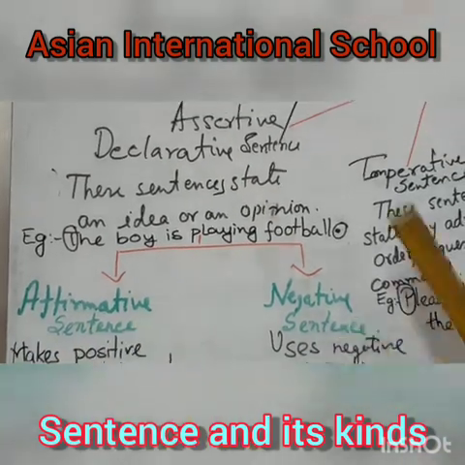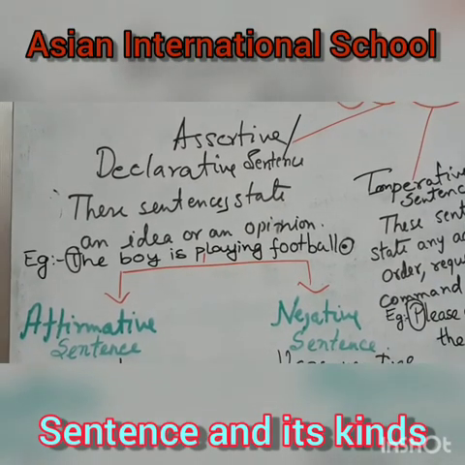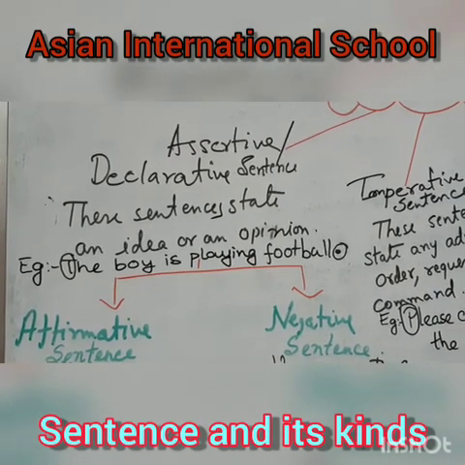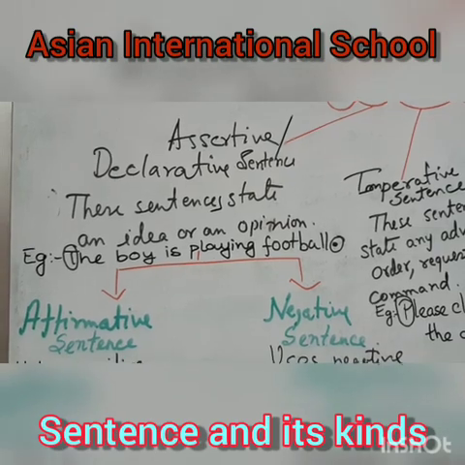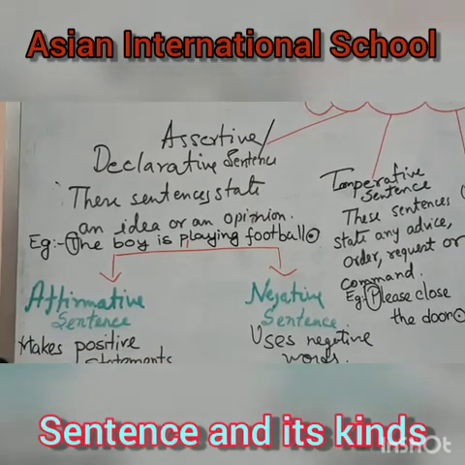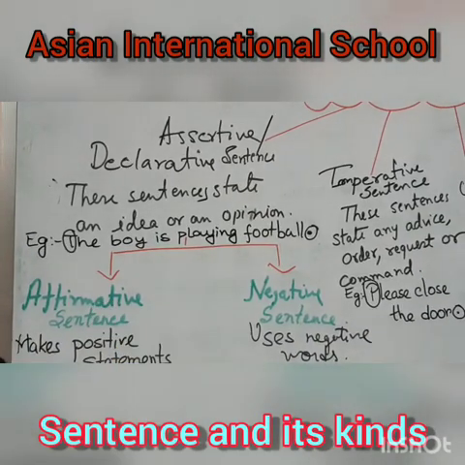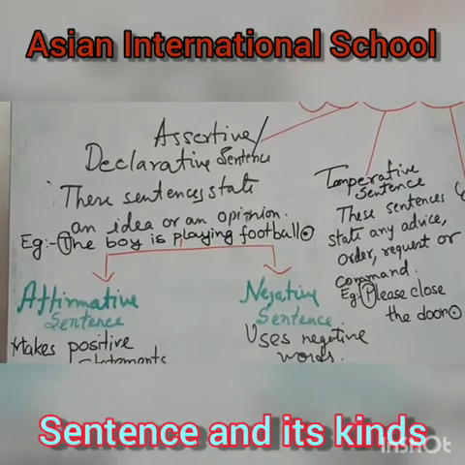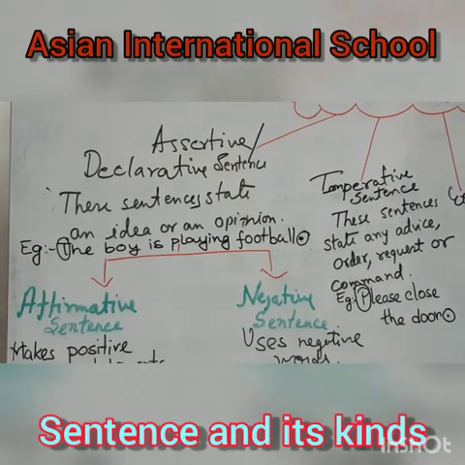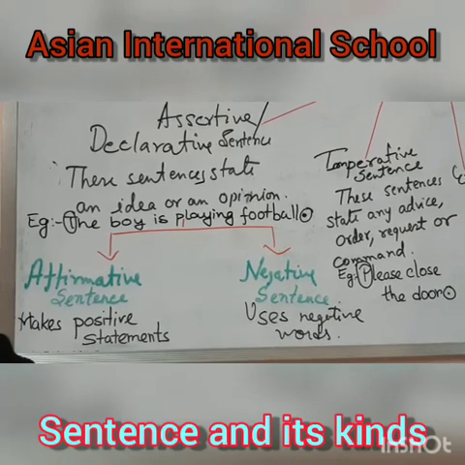There are two other subdivisions of assertive or declarative sentence, which are the affirmative sentence. Therefore, it makes positive statements. Ram is a good boy. It is an affirmative sentence. Ram is a good boy is an affirmative sentence because it is making a positive statement about Ram.